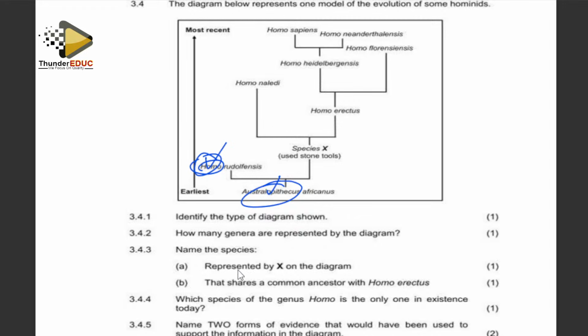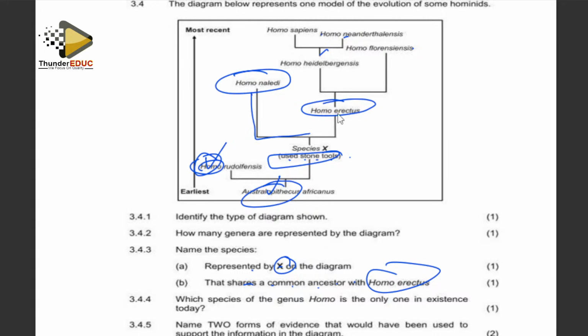They're saying, name the species represented by X. So you have here used stone tools. It means that Homo habilis shared the common ancestor with Homo erectus. Homo erectus, Homo sapiens, Homo neanderthalensis, Homo floresiensis, Homo erectus is here, and Homo naledi. So they shared a common ancestor. So it is Homo naledi.